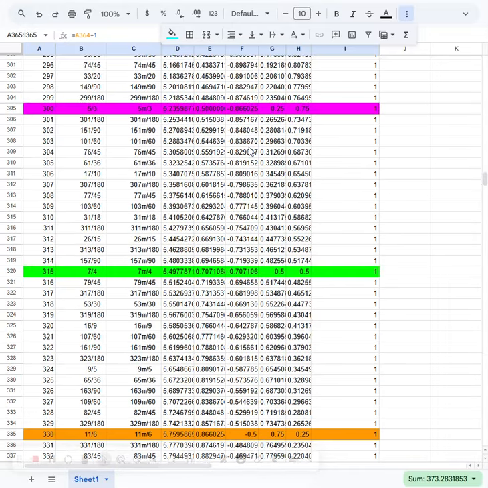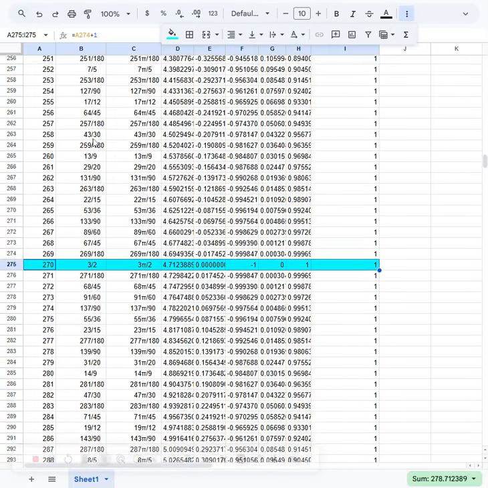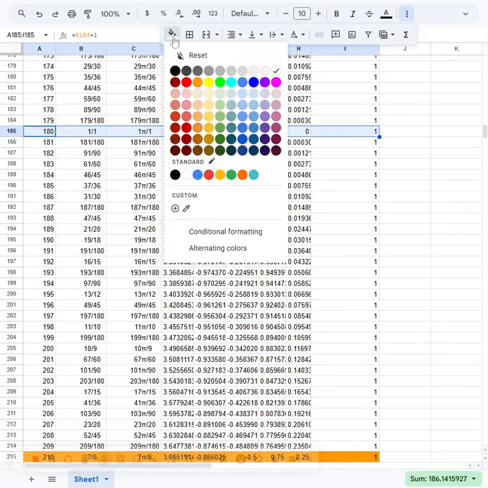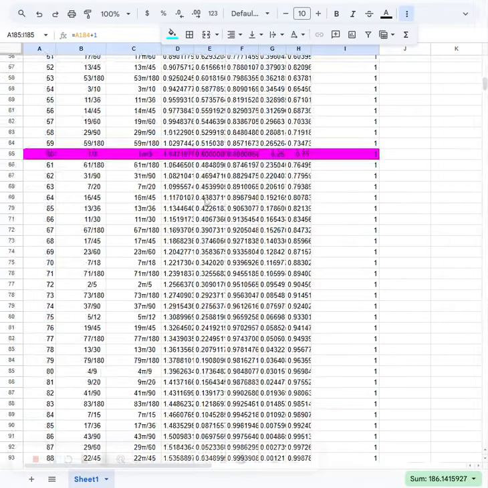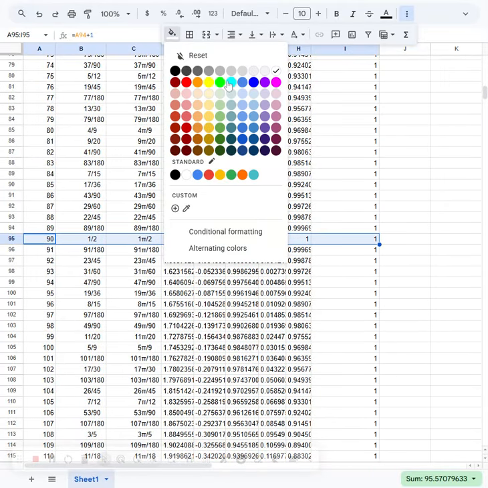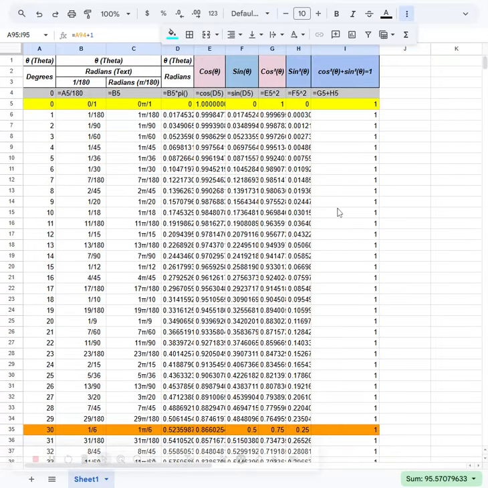So 360, 270, those are 3 pi over 2, make those blue. And 180 and 90. And those are just the extras connecting to future ideas, where you've got the 30, 60, 90, and the 45 degrees, the special triangles.